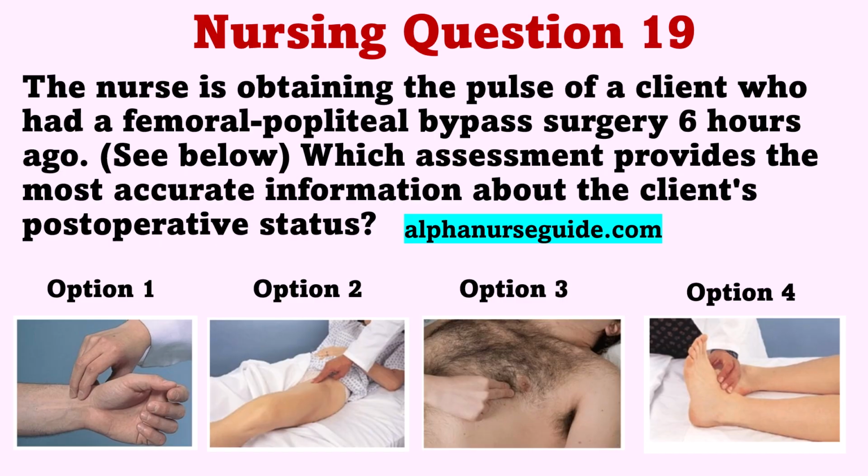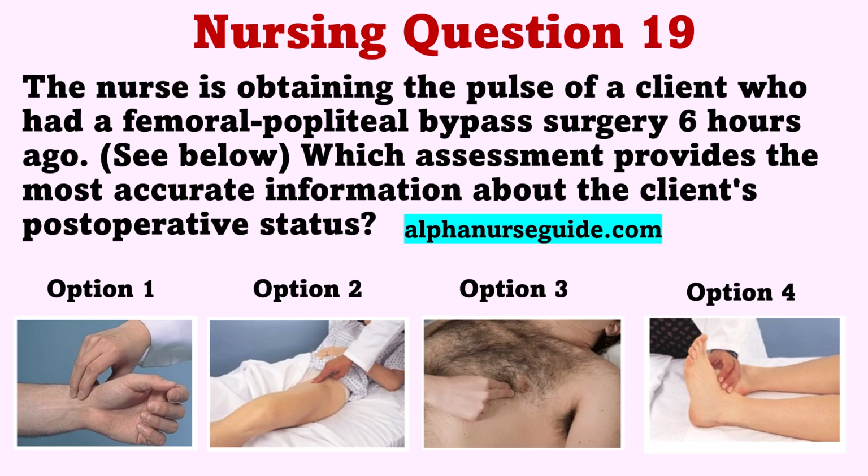The nurse is obtaining the pulse of a client who had a femoral popliteal bypass surgery 6 hours ago. Which assessment provides the most accurate information about the client's post-operative status? 1. 2. 3. 4. The correct answer is option 4.